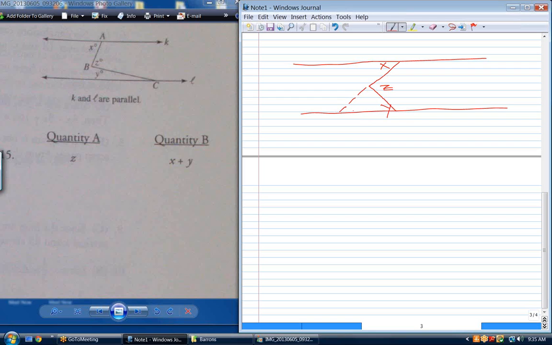What's this angle right here? What's going to be equal to Z? Actually, look at it. We have parallel lines. Whenever you're given a problem with parallel lines, instantly try to remember parallel lines and transversals. This is X, right? Because we have two parallel lines, and this is the transversal. So that's X.